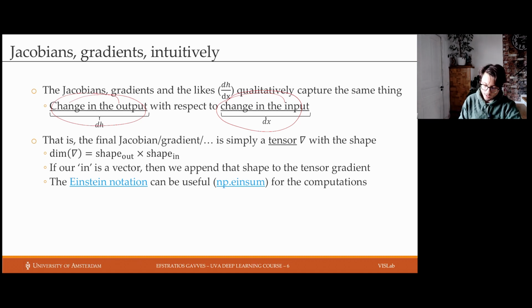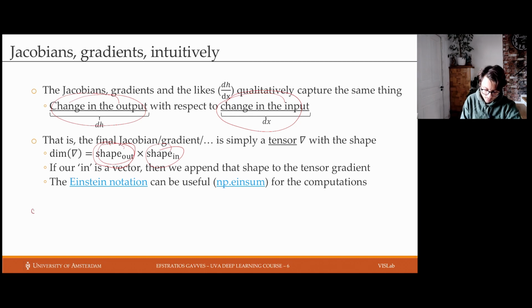So if our input shape is not a single vector or a matrix, but a higher order tensor, then our final Jacobian will be another tensor, with the shape of the output times the shape of the input. In this case, it perhaps makes sense, or it's more comfortable, to use the Einstein notation instead of matrix multiplications. Einstein notation is a notation that makes things easier to read and write.